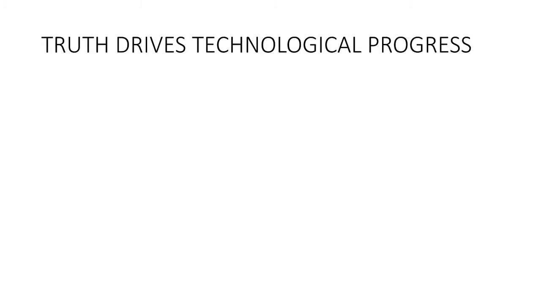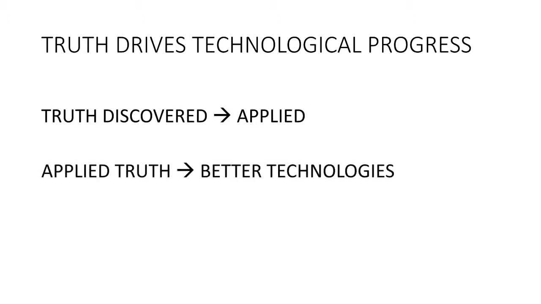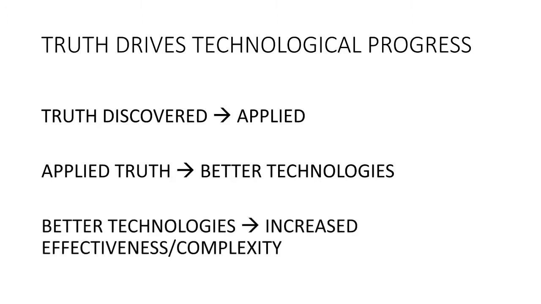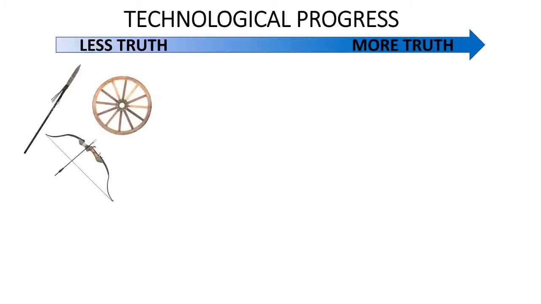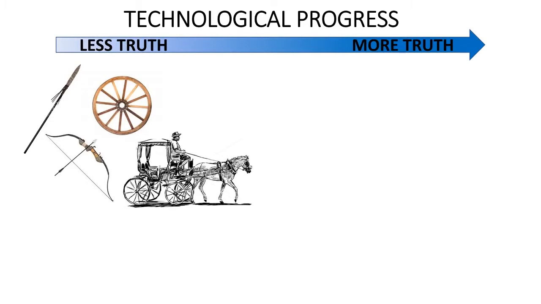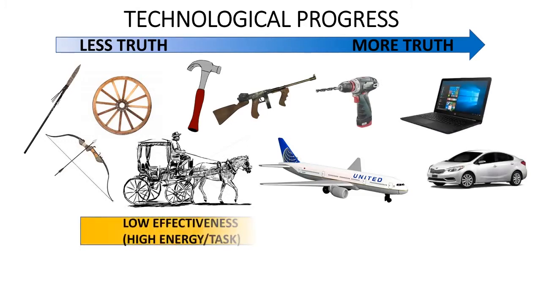Truth in this way can explain how truth drives technological progress. So truth can be discovered and then applied. And applied truth can be used to create better technologies. Better technologies are equivalent to increased effectiveness and complexity. So as you go from less truth to more truth, you start with maybe simple technologies like wheels, like bows and arrows, like spears, and then you get more complex. You go from spears to guns, you go from carriages to airplanes, you go from shovels to power tools, and cars and computers.